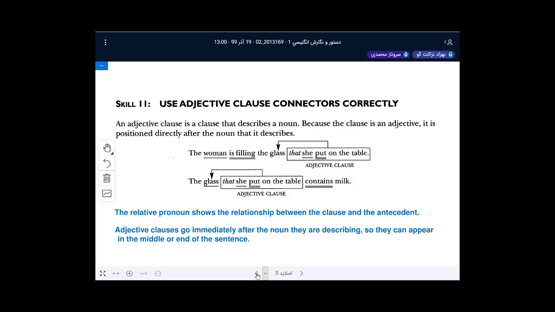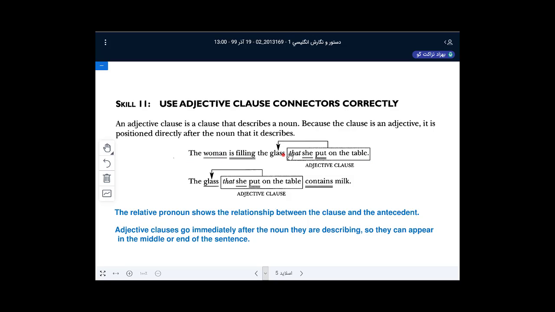Go on. An adjective clause is a clause that describes a noun. Because the clause is an adjective, it is positioned directly after the noun that it describes. The woman is filling the glass that she put on the table. The glass that she put on the table contains milk. Very good. And as you see, the adjective clause goes immediately after the noun. So this is the adjective clause and this is the adjective clause. And it goes immediately after the noun, and they can appear in the middle or end of the sentence. Here, this sentence ends with the adjectival clause.